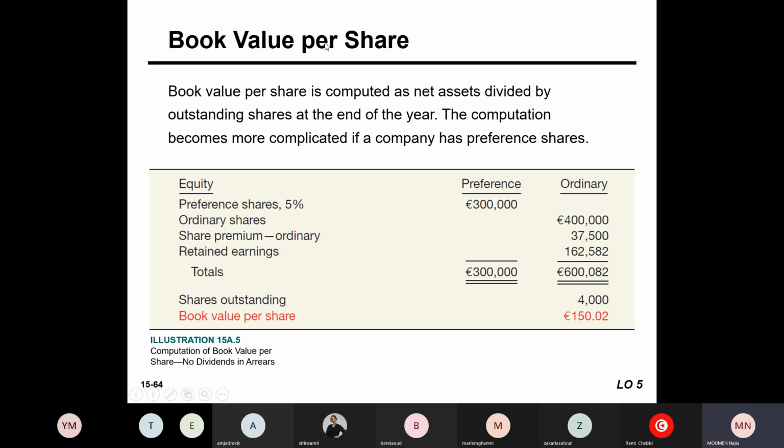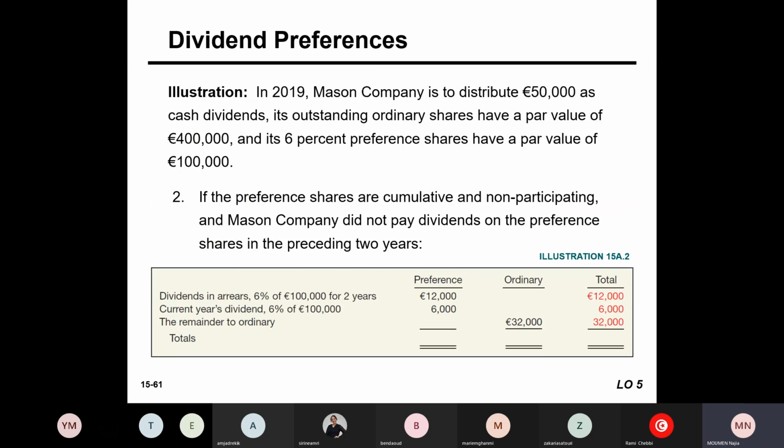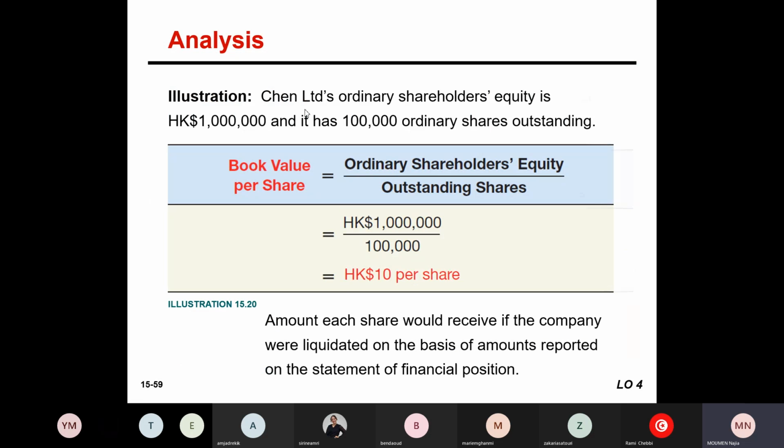So we know how we measure the book value per share. That's the net asset, meaning the equity, divided by the number of outstanding shares at the end of the year. So we have total equity over the total number of outstanding shares, and we get the book value per share. That's the ordinary shareholders' equity over the outstanding shares, so it is more about the ordinary book value per share.